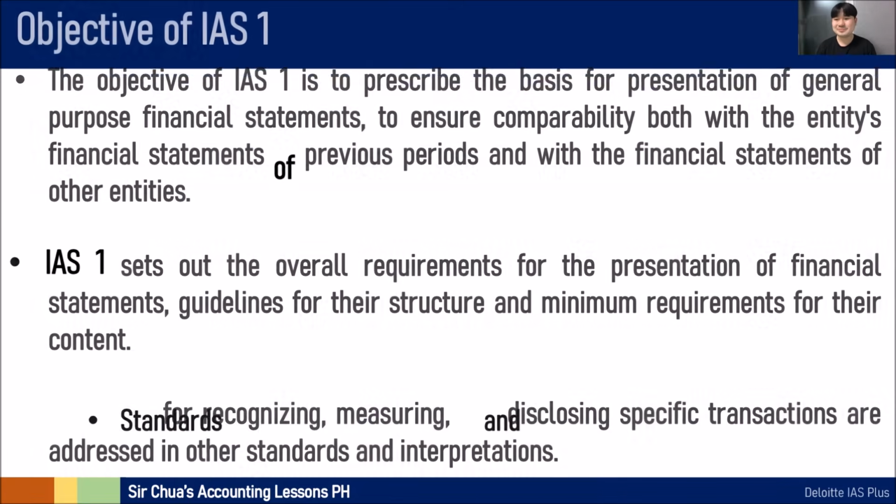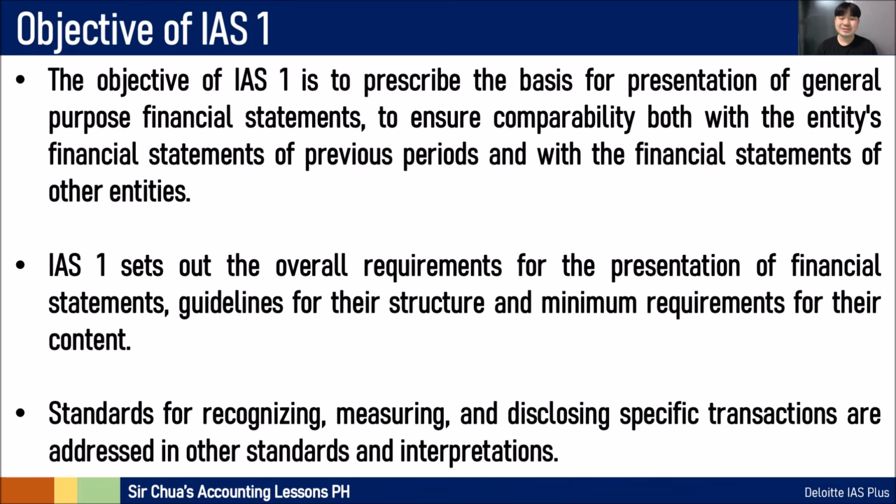Let's start. So the objective of this standard is to prescribe the basis for presentation of general purpose financial statements to ensure comparability both with the entity's financial statements of previous periods and also comparing it with the financial statements of other entities. Intra-comparability and intercomparability. IAS 1 sets out the overall requirements for presenting the FSs and then the guidelines for their structure and other minimum requirements. Ano yung content nila?